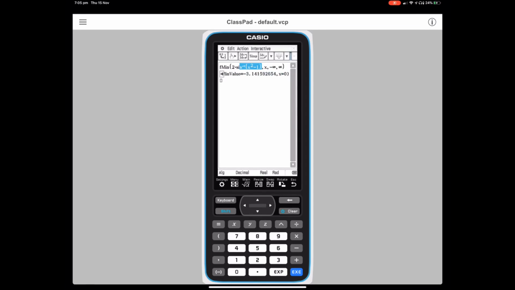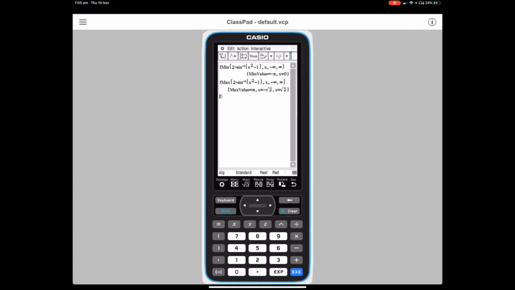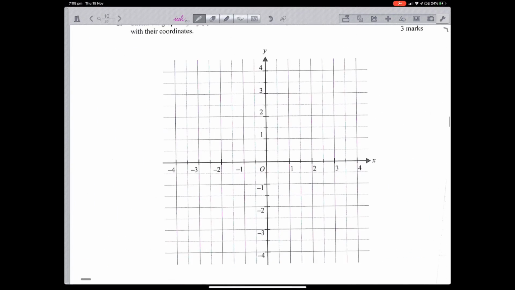And then the same thing, but this time use calculation fmax. Okay, and that occurs at, actually we can do this as exact. So our minimum is negative pi and our maximum is pi, and we go between negative root 2 and root 2 inclusive. So x is an element of, we could say d. d is an element of negative root 2 to root 2, and f of x is an element of negative pi to pi. Is that right? Yes, it was. Okay, so that sort of makes it easier for us to graph.